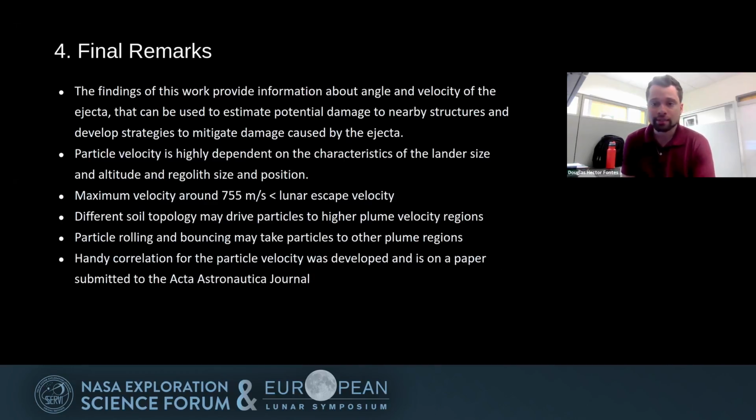So, final remarks. Basically, this work provided information about the angle and the velocity of the ejecta that can be used to estimate potential damage to nearby structures and develop strategies to mitigate damage caused by the ejecta. Particle velocities highly depend on the characteristics of the lander size, altitude, and the regolith size and position. The maximum velocity in this case was below the lunar escape velocity, but we need to remember that different soil topology and also mechanisms of rolling and bouncing may take particles to other plume regions with higher velocities.